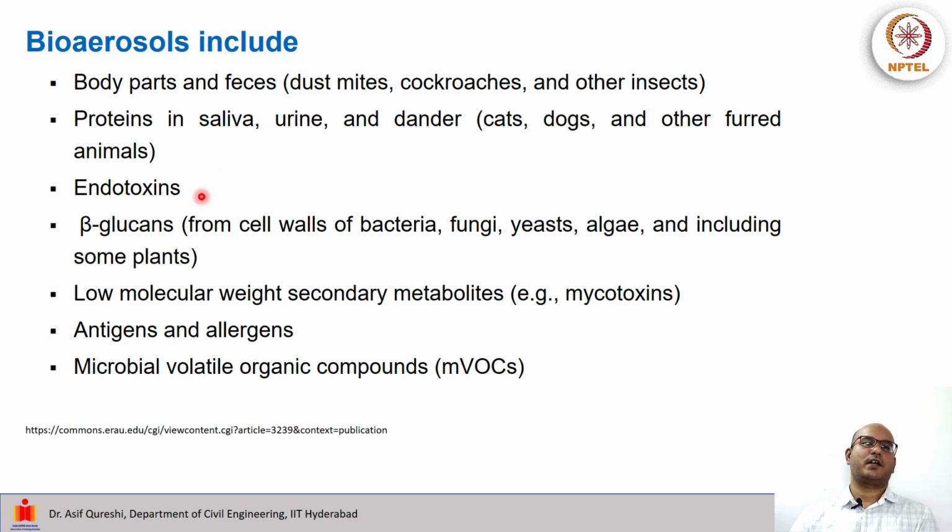Bioaerosols include also endotoxins. Endotoxins are basically the main component of the outer cell wall of gram-negative bacteria. So these are basically parts from the bacteria. Then they also include beta-glucans from cell walls of bacteria, fungi, yeasts, algae and also some plants. The bioaerosols can also include low molecular weight secondary metabolites, for example, the mycotoxins.